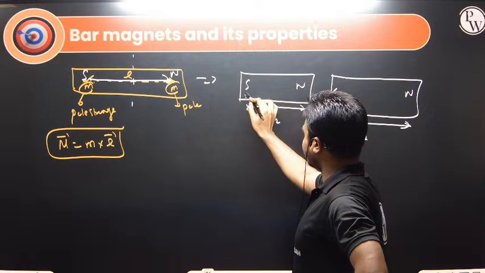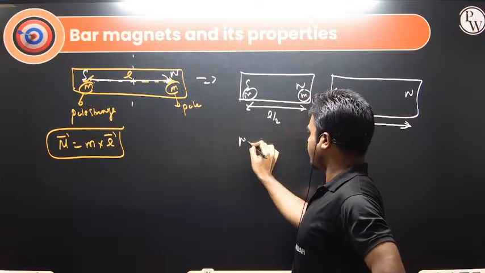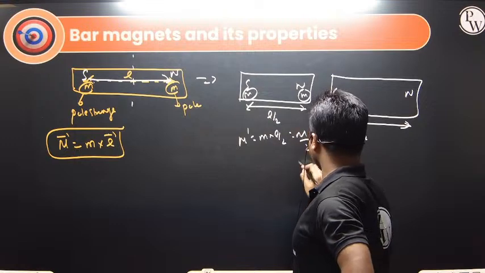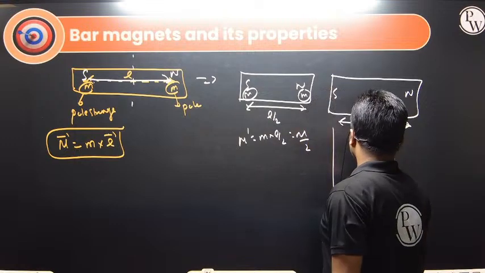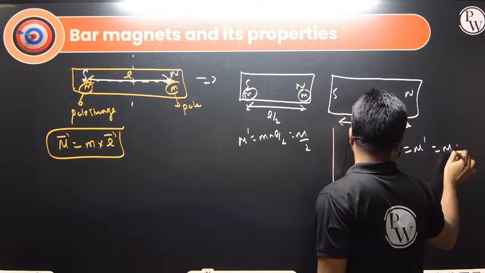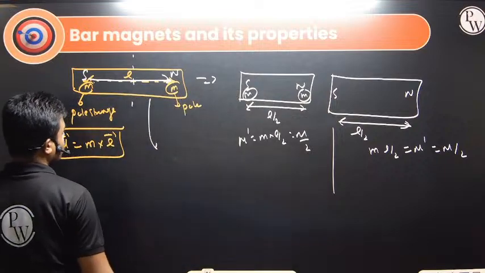Pole strength remains the same, but magnetic moment will be given by M into L by 2, so that is capital M by 2. In this case also, pole strength remains the same, M into L by 2, but magnetic moment will change, that is capital M by 2.